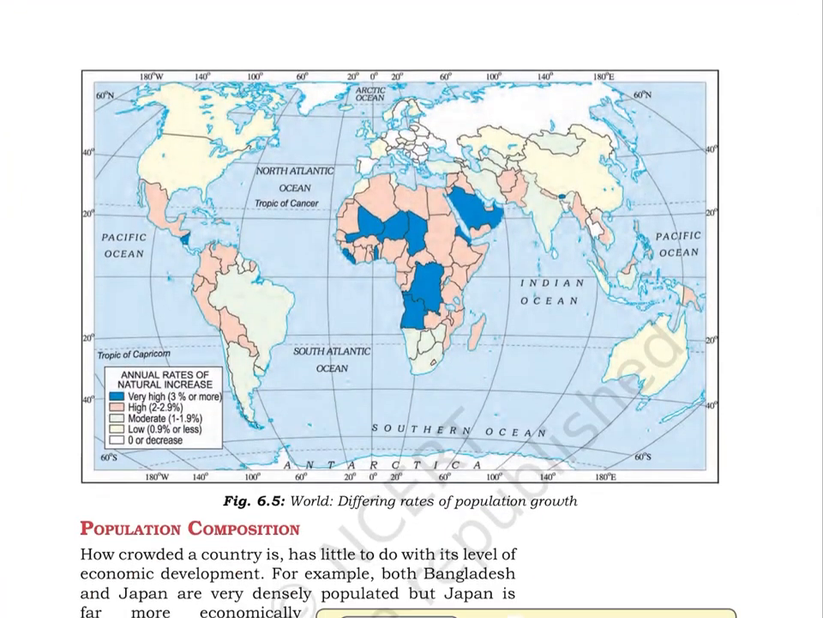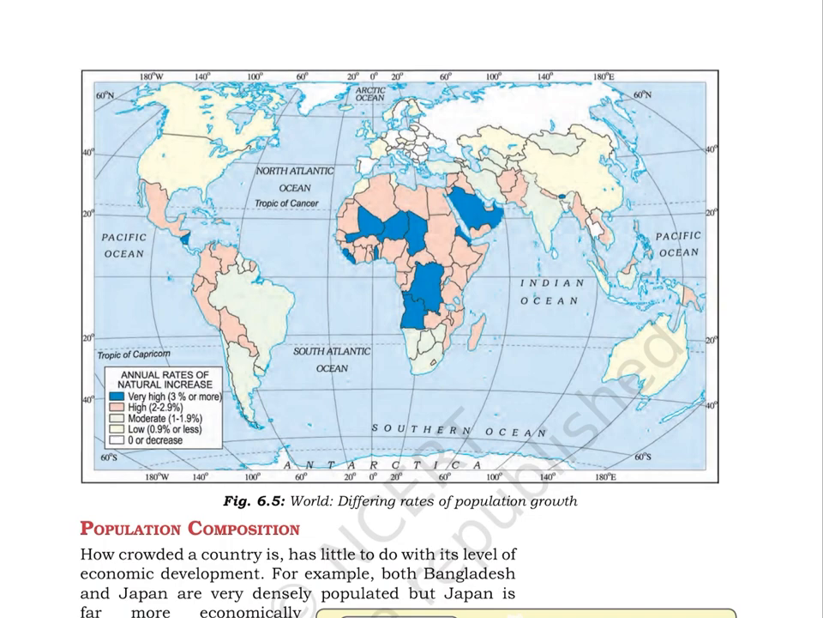Page number 67. On page number 67, there is a world map given in figure 6.5. In the map, differing rates of population growth have been highlighted. There is a key given to read the map.